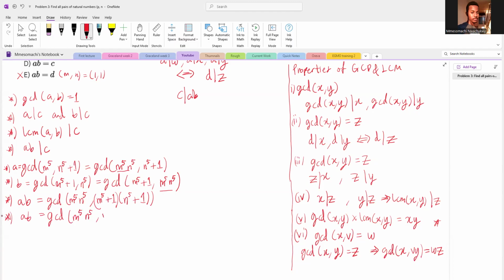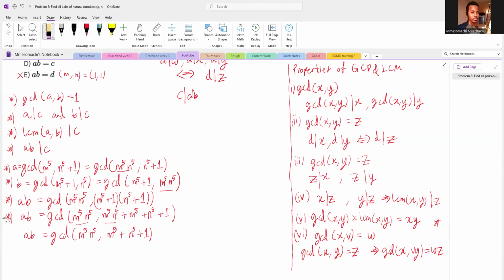So this will become m to the power of 5, n to the power of 5, plus m to the power of 5, plus n to the power of 5, plus 1. Okay, and this is equal to, so we have m to the power of 5, n to the power of 5. So we have it here. So it means I can just reduce that. So we have that AB is equal to the GCD of m to the power of 5, n to the power of 5, and m to the power of 5 plus n to the power of 5 plus 1.